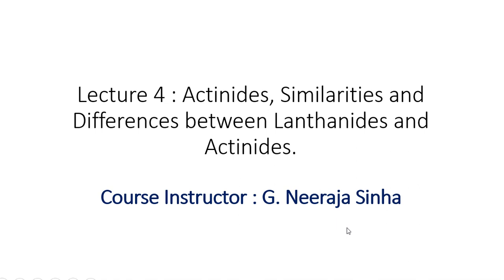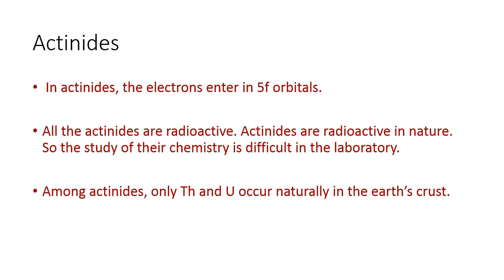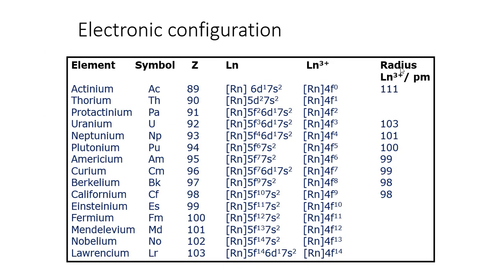In lecture 4 in F block elements, we are going to study about actinides, similarities and differences between lanthanides and actinides. So what are actinides? Actinides are the elements in which the electrons enter in 5f orbitals. All the actinides are radioactive in nature, so their chemistry studies is difficult in the laboratory. Among all the actinides, only thorium, which is represented by Th, and uranium, represented by U, occur naturally in the Earth's crust.